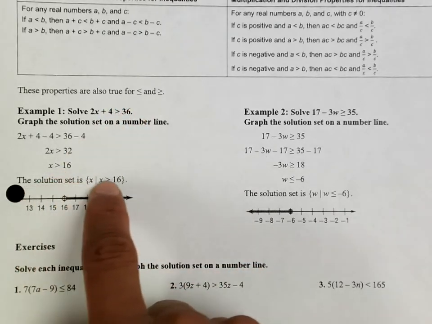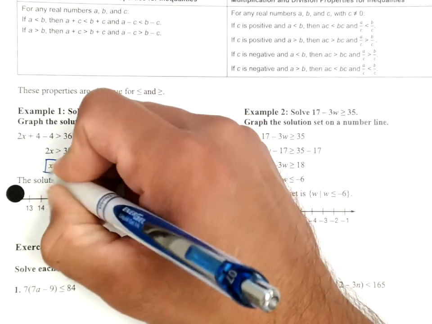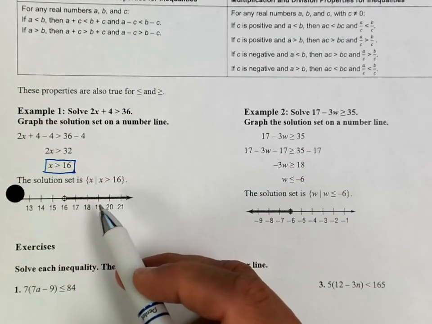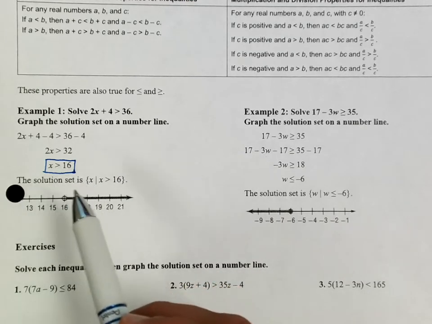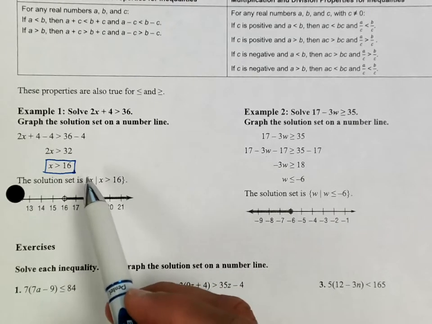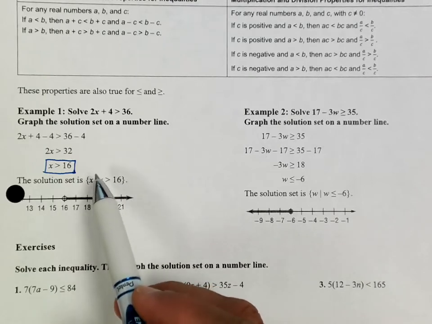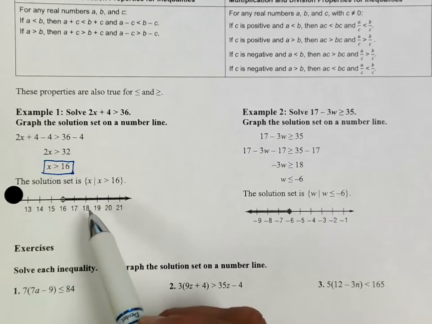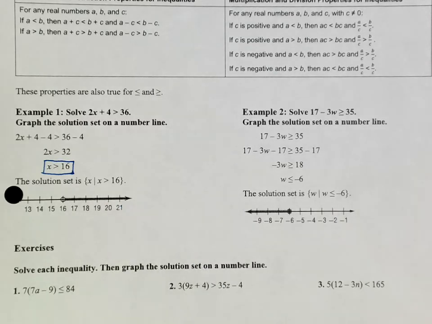Now if you're looking at this, all I really want for an answer is this. If you really want to know what that means, it's just a more mathematical way of talking about the solution. That means the solution set is the set, hence these little brackets, of all x's such that, the little line means such that, x is greater than 16. So again, the solution set is the set of all x's such that x is greater than 16. However, we're not going to worry about that. I just wanted to tell you that.